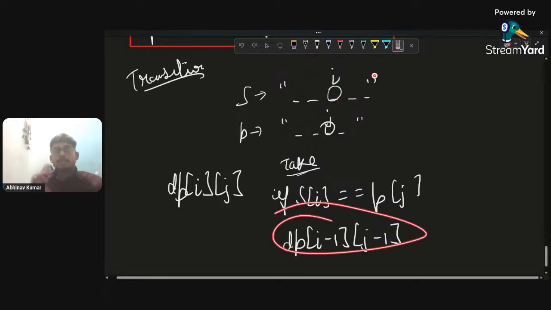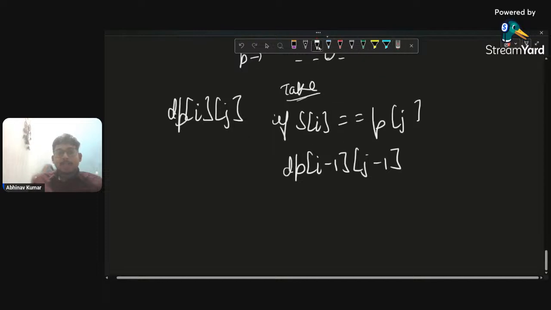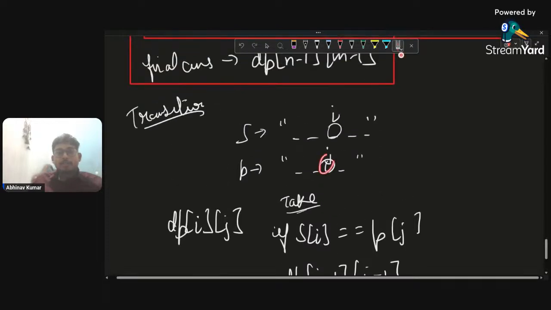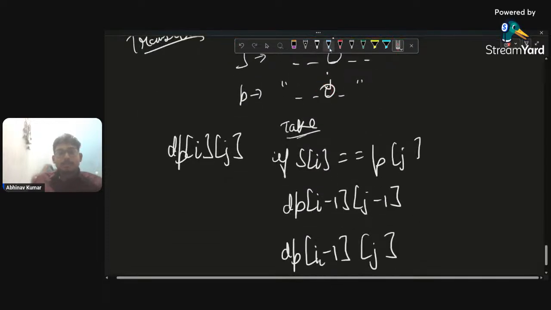That would only be my maximum number of removals for this also. And if these two characters were not same, then what's the case if I'm taking it? If these two characters were not same, then basically I also need to match this with somewhere around this. So then I would have dp[i-1][j], because now the jth index is not matched up.